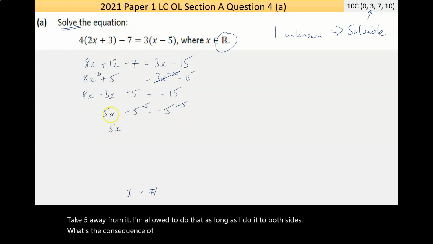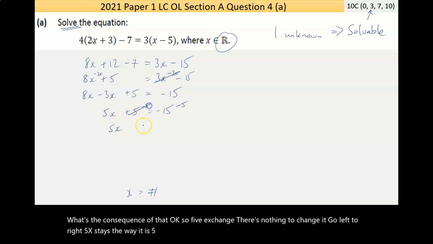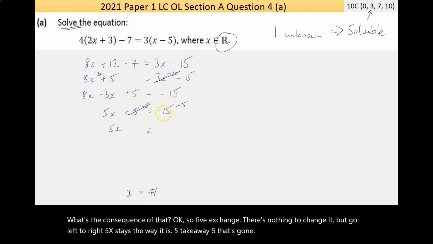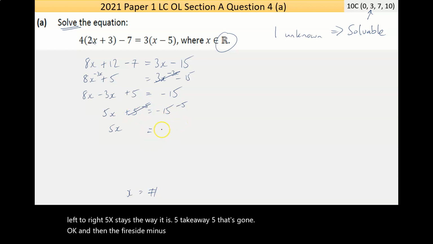So 5x doesn't change. There's nothing to change it. If we go left to right, 5x stays the way it is. 5 take away 5, well, that's gone. And then the far side, minus 15 take away 5 is the same thing as minus 20.